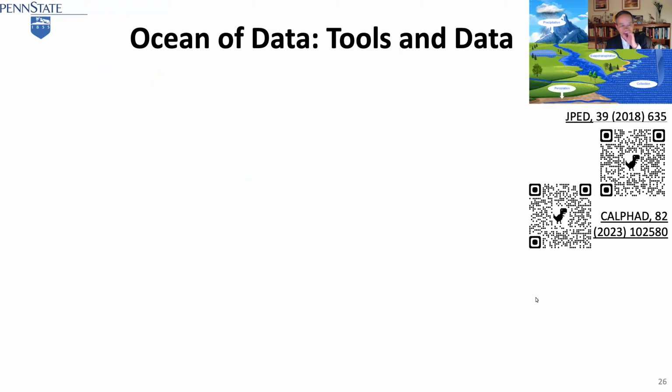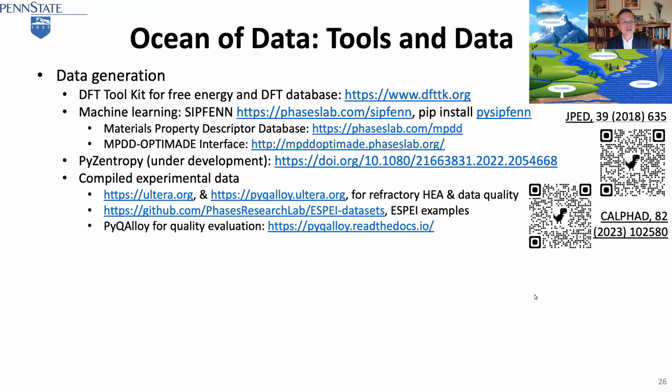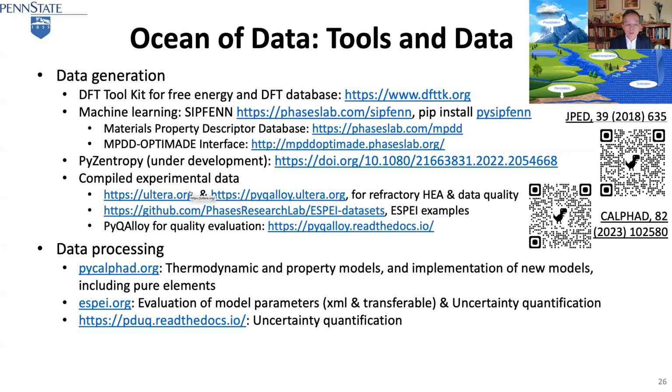Okay, so we have been developing these kinds of tools and methods to generate data. As I mentioned, we have density functional theory. We also have developed machine learning models, connected with the data consortium as Optimate. And we're now developing the Zentropy. Hopefully we can finish them next year. And we also have the data repository for experiment data. And when we get data, we have the processor.